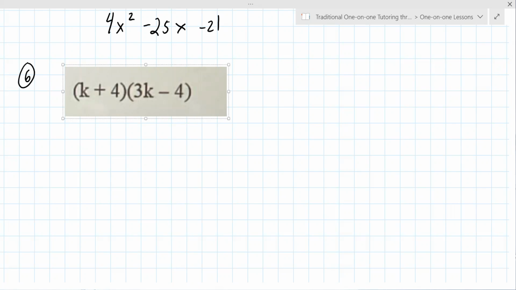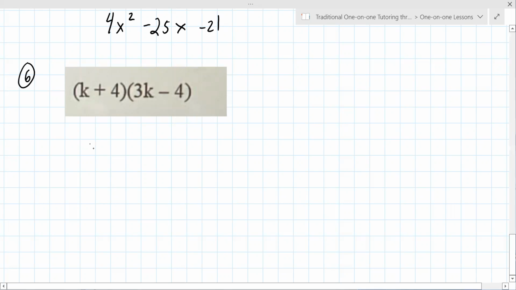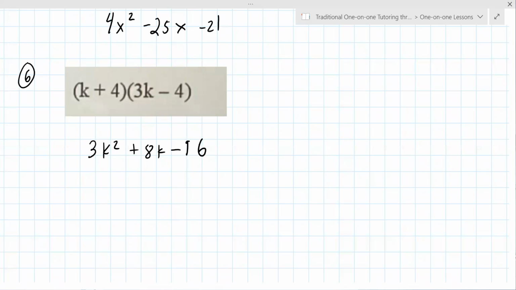I got 3k squared plus 8k minus 16. Yeah, perfect. All right, so pretty good. Let me go to the next picture and see if there's anything else. Yeah, so let's go to number 9. 9 is kind of an exception here to some of the things we've been seeing. So we'll work on that together.